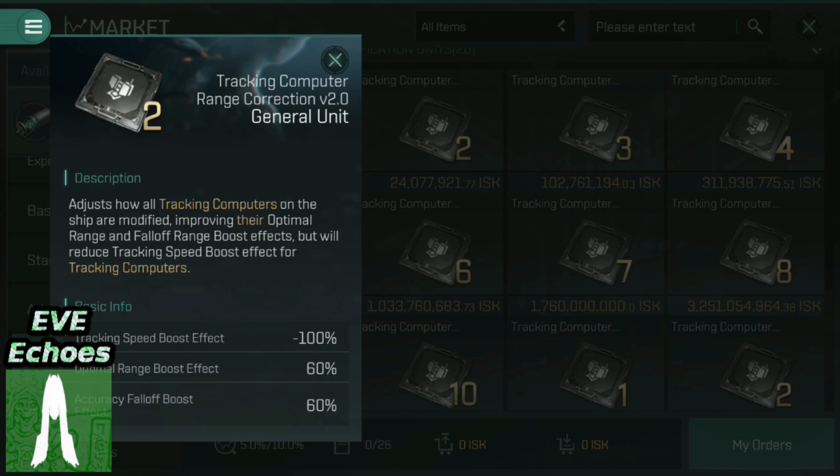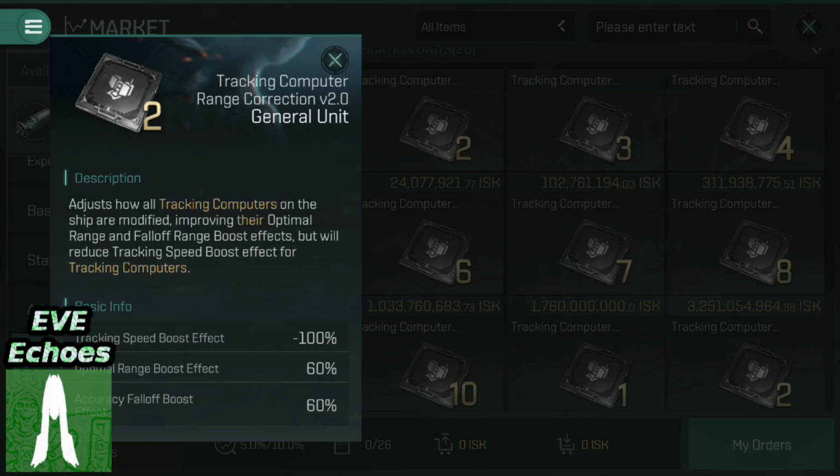So why would you make this trade-off? Is gaining that extra 60% range bonus worth losing all of your tracking bonuses? That's where you have to question the scenario that you're fitting out your ship for. If you're heading out to hit relatively stationary targets at a long range, then this would enable you to hit from even further away without even noticing the reduced tracking speed.